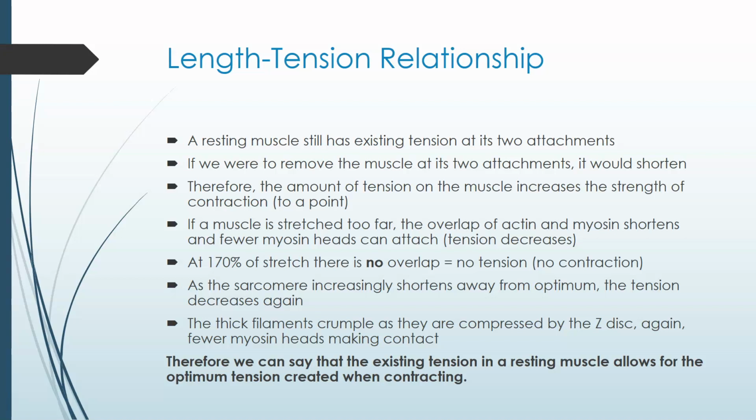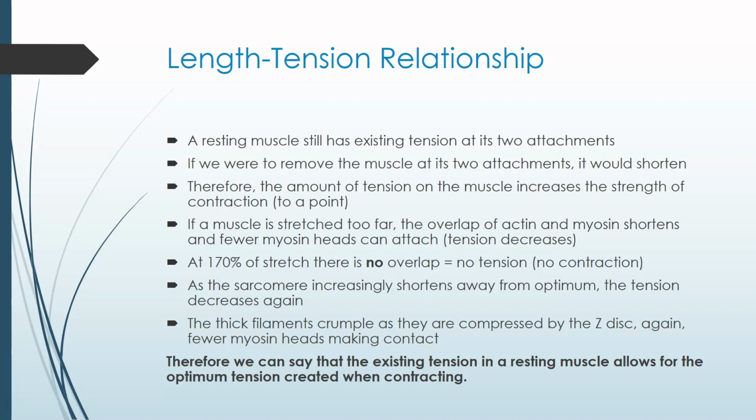If a muscle is stretched too far, the overlap of actin and myosin shortens and fewer myosin heads can attach. So in other words, if I go beyond that 1.2 length, remember this correlation between the muscle and the sarcomere, if I lengthen that muscle too far, the ability of actin and myosin to attach becomes extremely minimal because we have gotten the Z discs as far away as possible in that lengthened position. And only a small minor amount of overlap is occurring between actin and myosin.